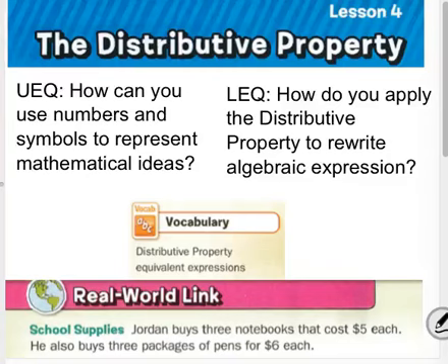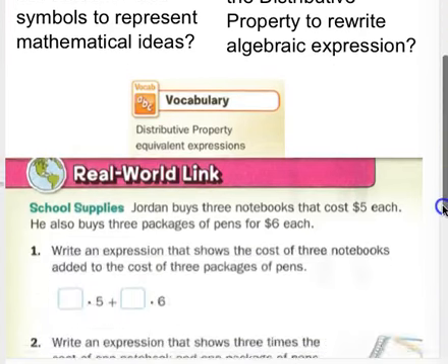The distributive property is our topic for lesson 4. We're going to look at how to apply the distributive property to rewrite algebraic expressions. So we're going to take our expressions and continue to learn how to manipulate them, and this time we're going to use the distributive property to do so.